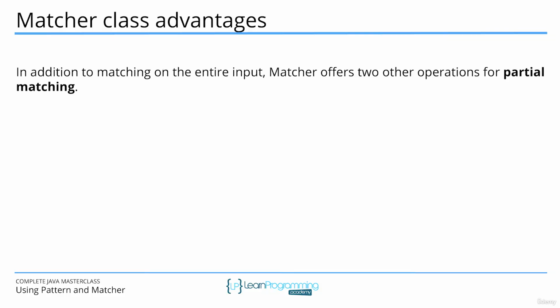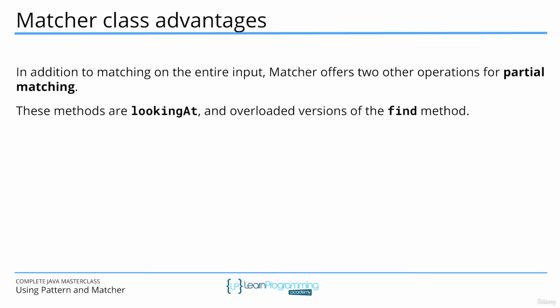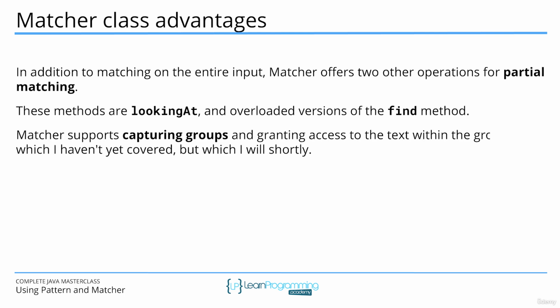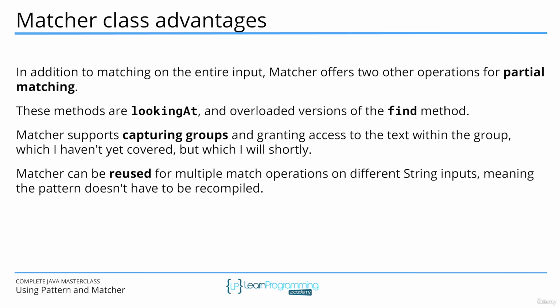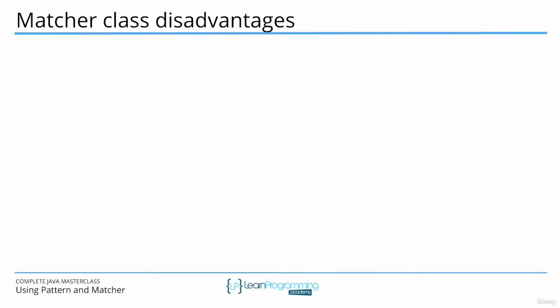In addition to matching on the entire input, Matcher offers 2 other operations for partial matching. These methods are lookingAt and overloaded versions of the find method. Matcher supports capturing groups and granting access to the text within the group, which I haven't yet covered, but which I will shortly. Matcher can be reused for multiple match operations on different string inputs, meaning the pattern doesn't have to be recompiled. There are some disadvantages to using Matcher though.